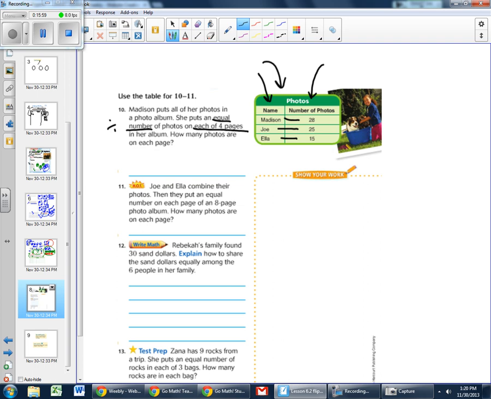Okay, so Madison has 28. So we have 4 pages. And we're going to count out the 28. So how many photos are on each page? Go ahead and fill that in, and do not forget to label it as photos.